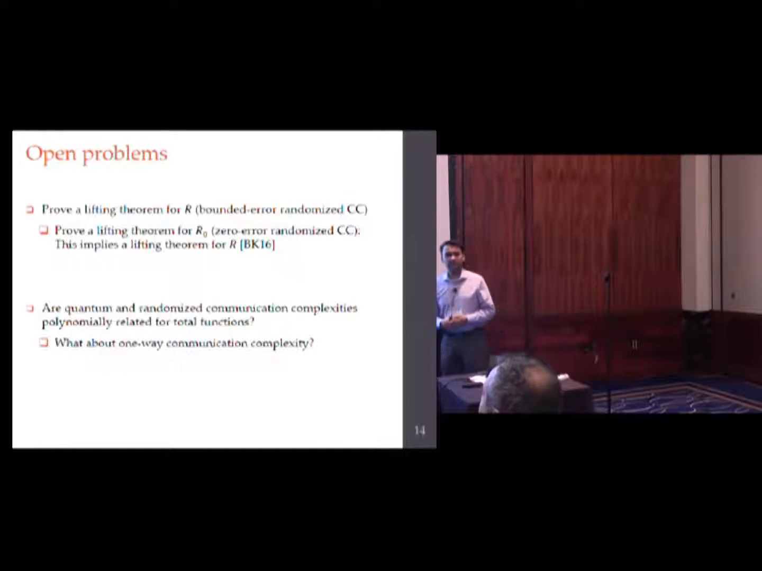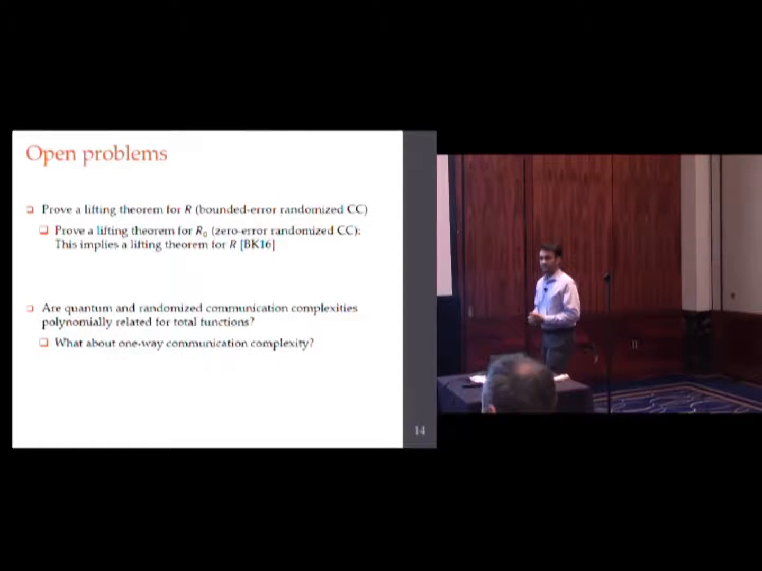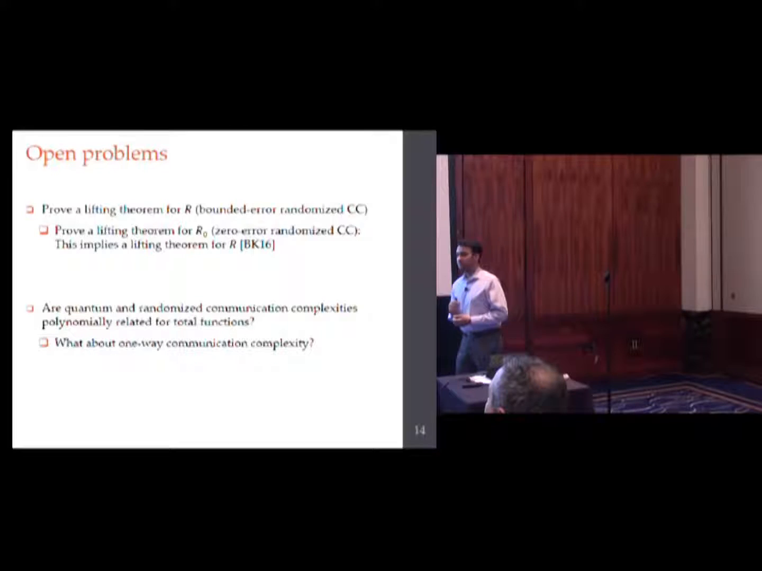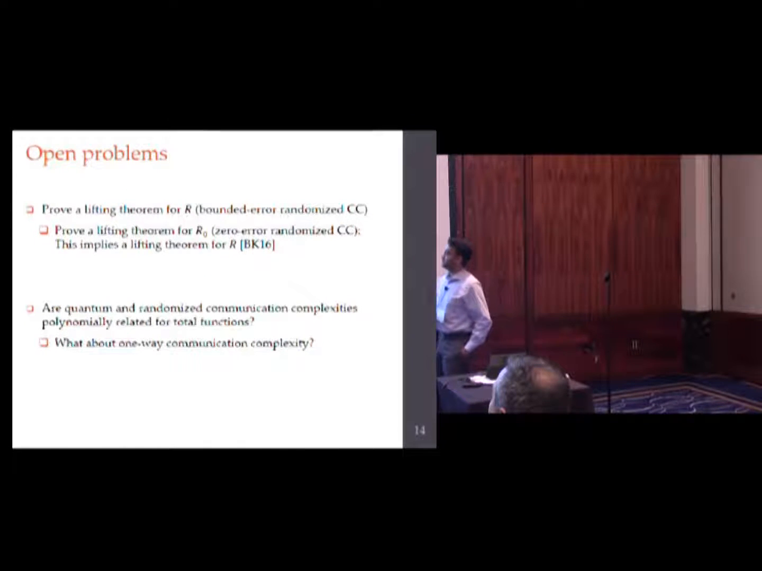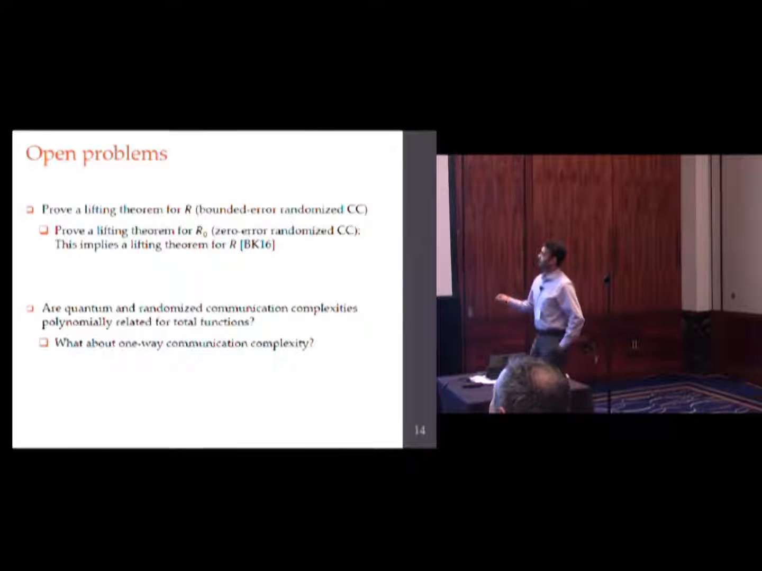I think the main open problem is to prove a lifting theorem for randomized communication complexity, because as I said, this would imply all the results in this paper. Another fun fact is, if you prove a lifting theorem for zero-error randomized communication complexity, this is actually no easier because it implies a lifting theorem for randomized communication complexity. So there are some lifting open problems, and there are also general open problems about what we can say about the separation between quantum and randomized communication complexities.